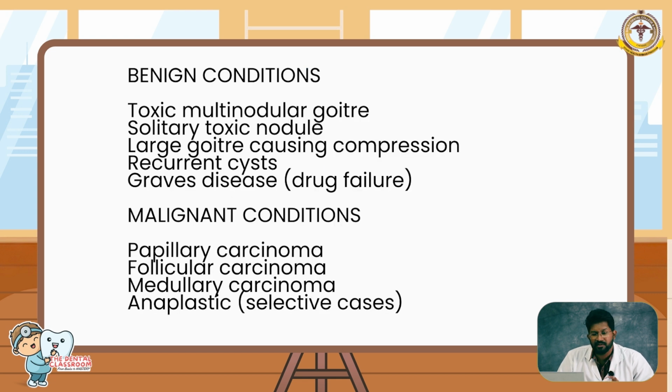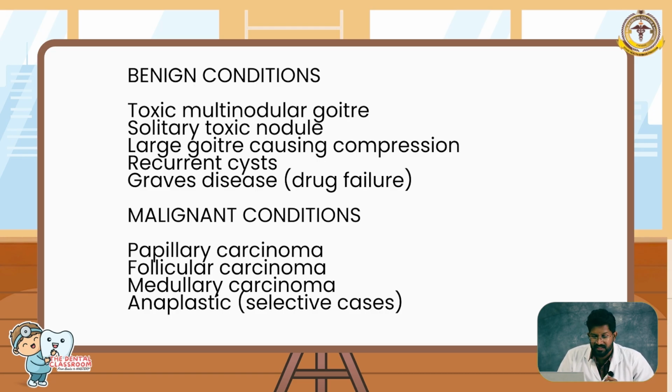A few benign pathologies where you can do thyroidectomy are toxic multinodular goiter, solitary toxic nodules, large goiter causing compression, recurrent cyst, and Graves' disease which is resistant or refractory to medication. Where there is a failure of medication in Graves', you can attempt the total thyroidectomy.